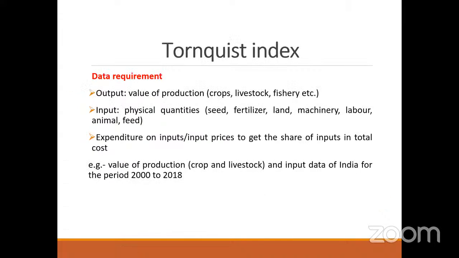Here I'm also giving an example of the Tornqvist Index using the data of India. Indian value of production of both crop and livestock will be used, and input data will be taken for major inputs like land, seed, fertilizer, machinery, and feed. And an 18-year period will be used from 2000 to 2018.